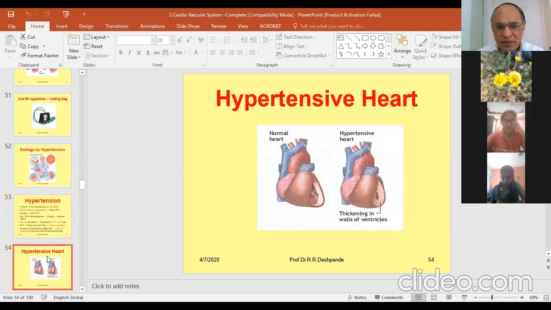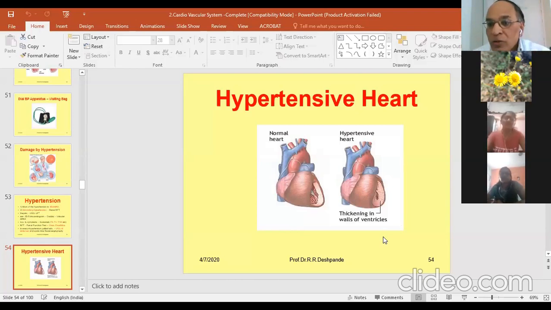I think you can see this picture very well. This is the thickening of the wall, LVH, left ventricular hypertrophy. I think you remember my action. Once again, I will show you. When I do weightlifting, my bicep becomes big, my muscle develops. Similarly, with ventricular contraction, more exercise, so it becomes thick.